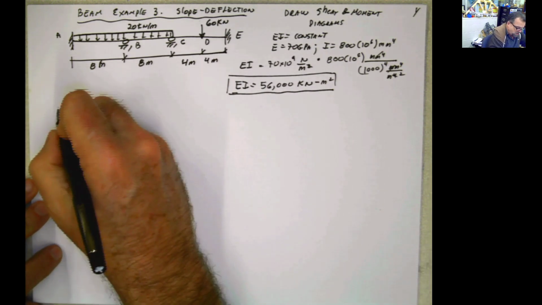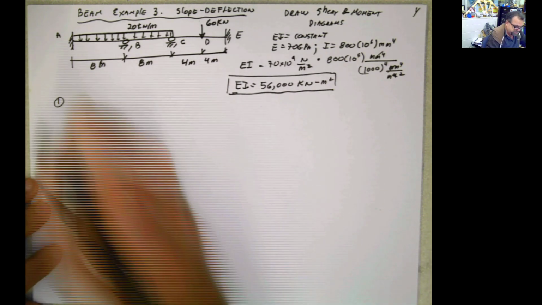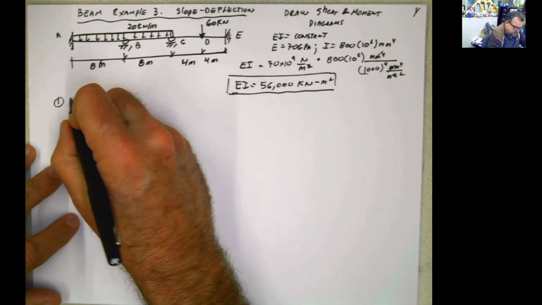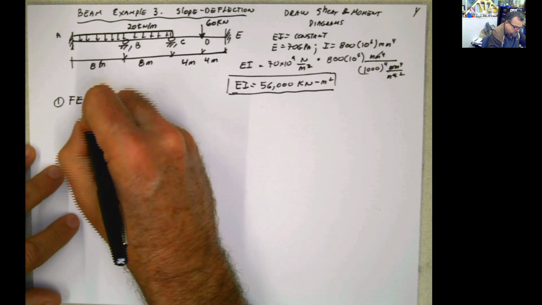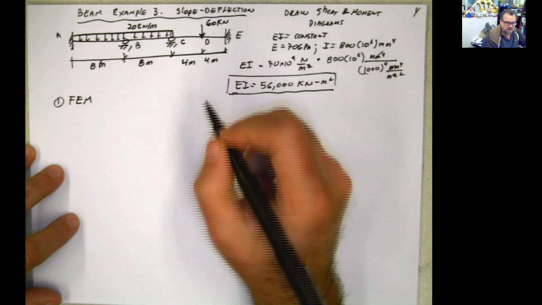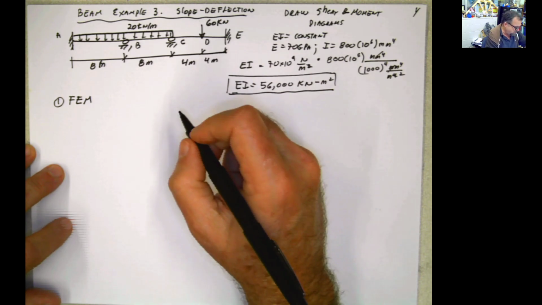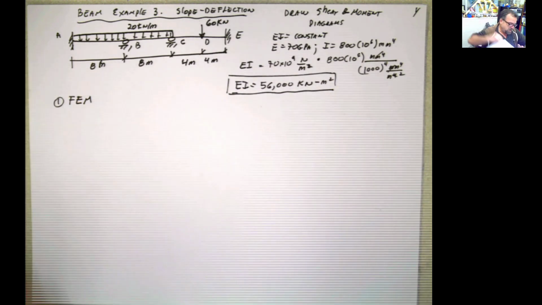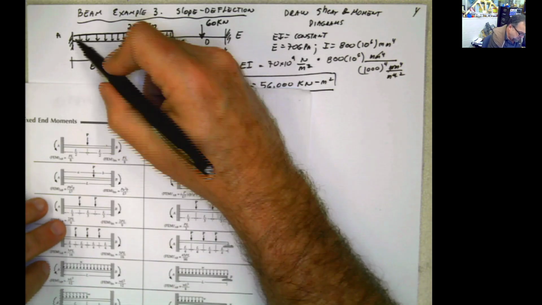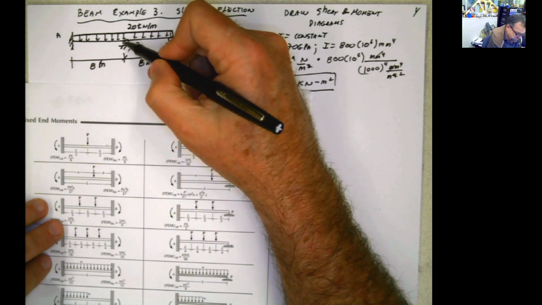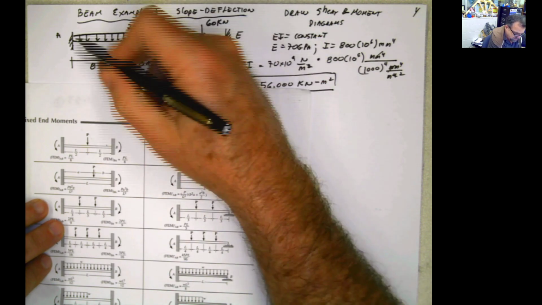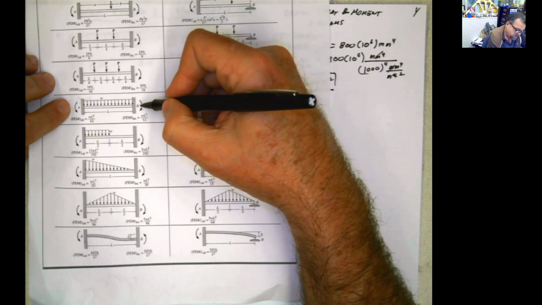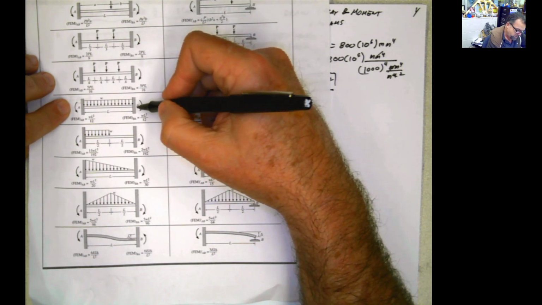So going back to our formal steps, the first thing will be to compute the FEMs. FEMs doesn't mean finite element models. FEM means fixed end moments. And then we go to the tables that we have in the back of the book. You see, this is continuous and continuous, because this is continuous here, right? And this is fixed. So it's going to be this type of formulas that we're going to use.